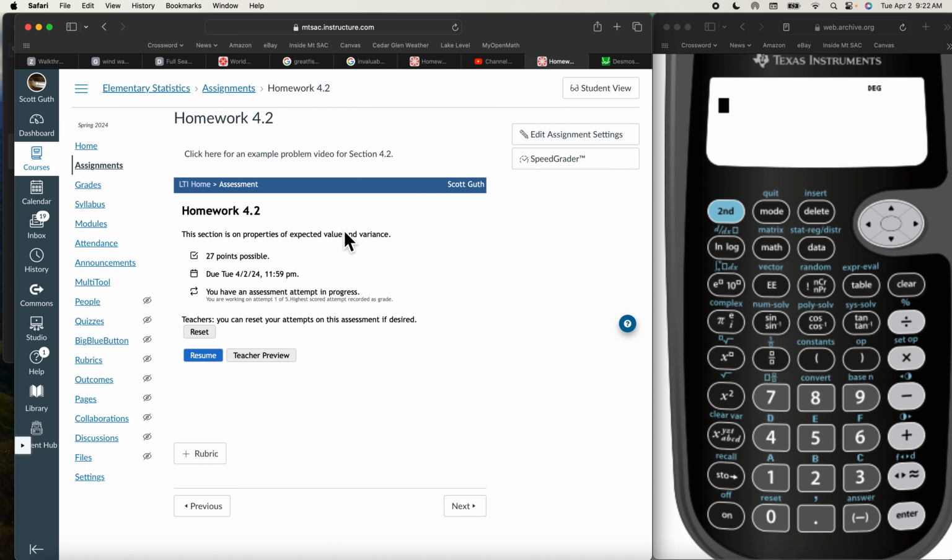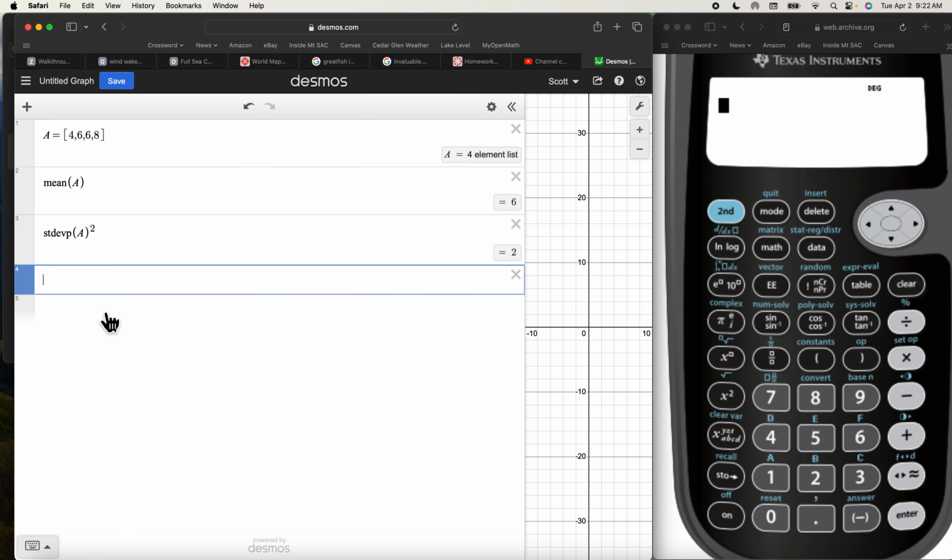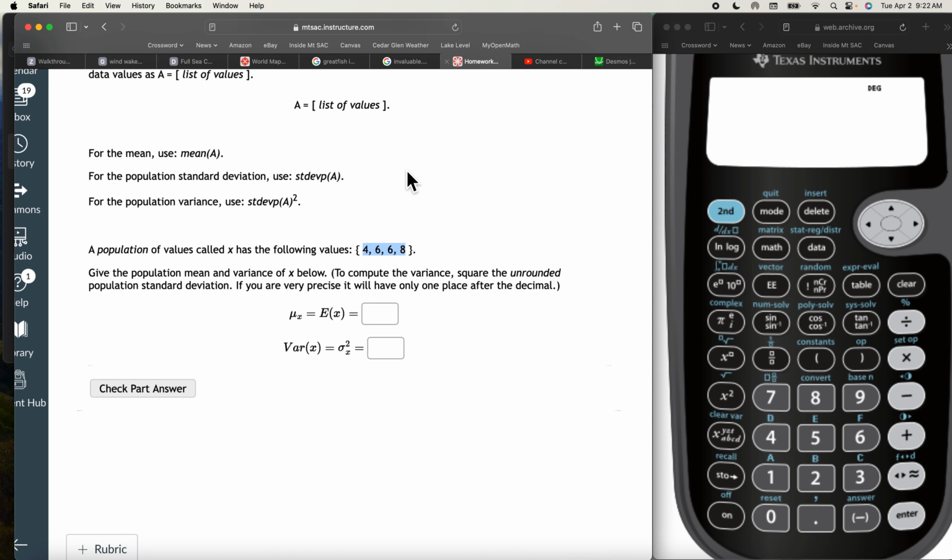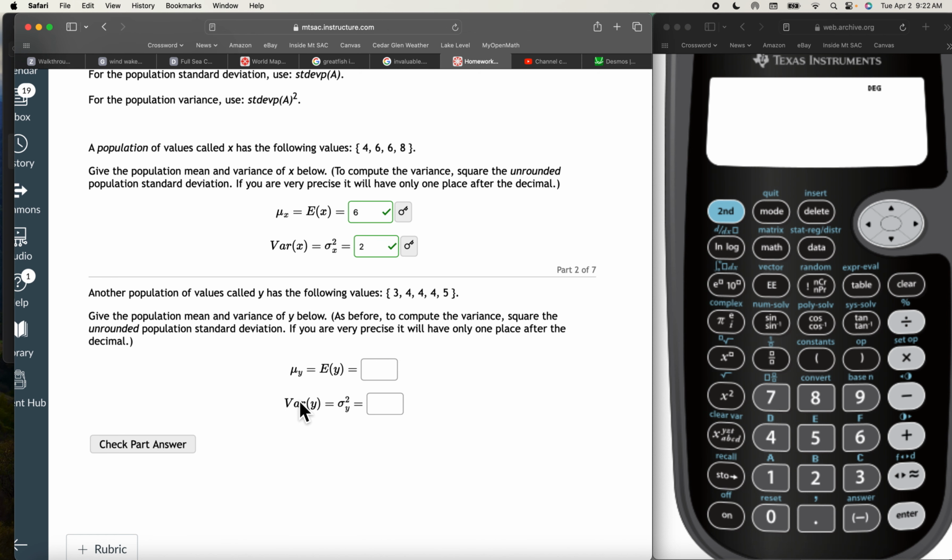Let's pop back over. Oops, not here. Okay, so let me go to it. Here we go. The mean is the expected value, that's 6, and the variance was 2. So we should be able to get those right.